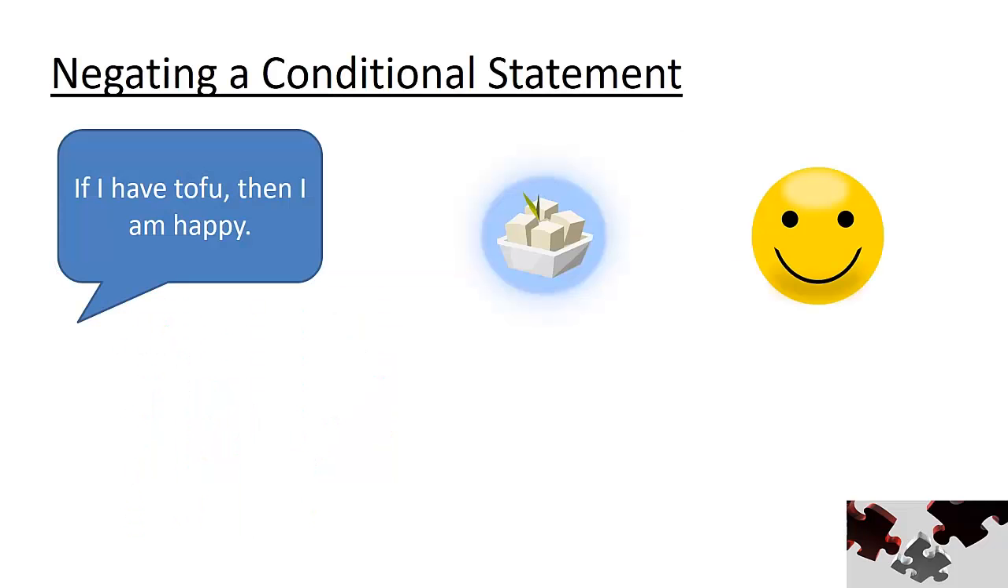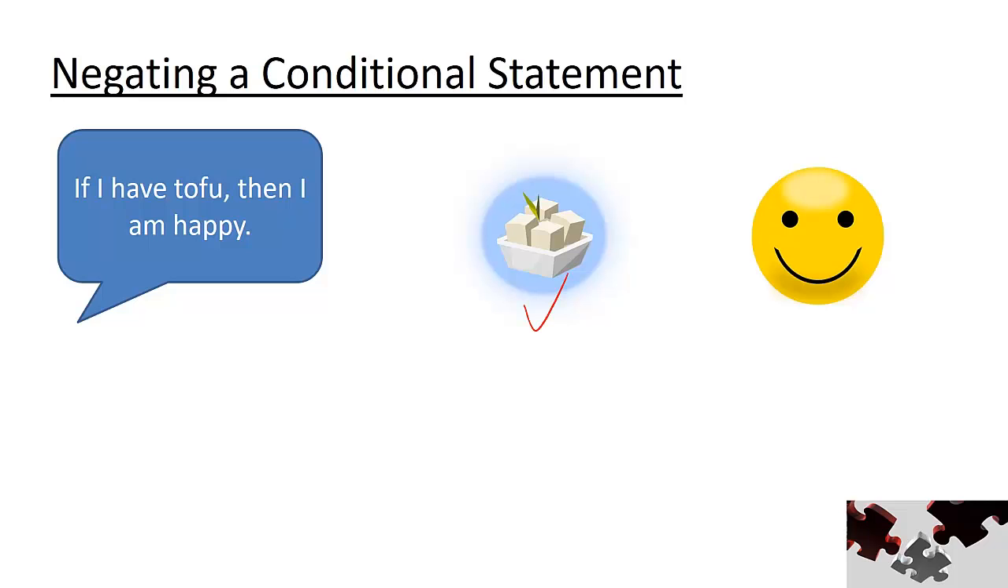Now that we have a better handle on conditional statements, you might wonder how to negate one. If you take a quick peek at that truth table, the answer is going to pop right out at you. It turns out that there's only one row where if A, then B is false, and that's when the hypothesis is true and the conclusion is false. So let's take a look at our tofu example again. When would this implication be false?